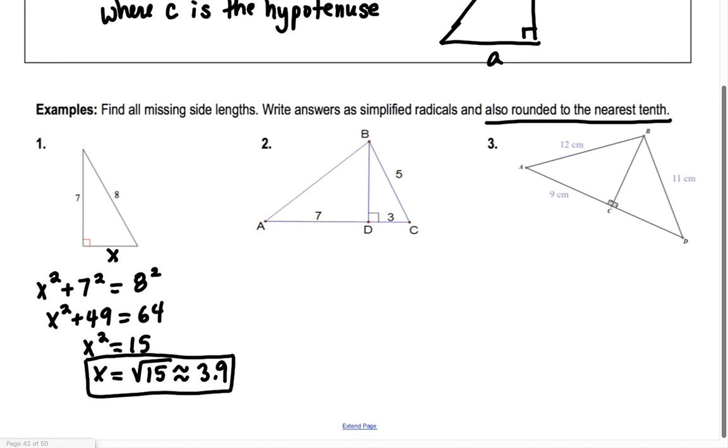All right, so next one. We're finding all missing side lengths. I need to find this one here, B to D. I'm going to call that X. And let's find this other one, A to B, Y. I'm going to find both of them.